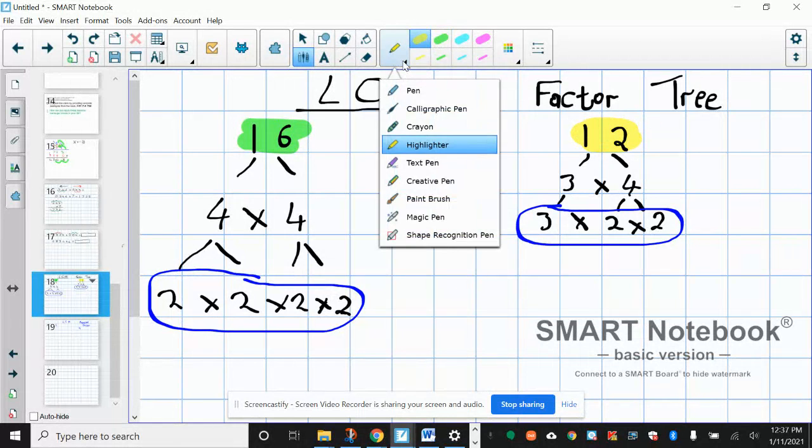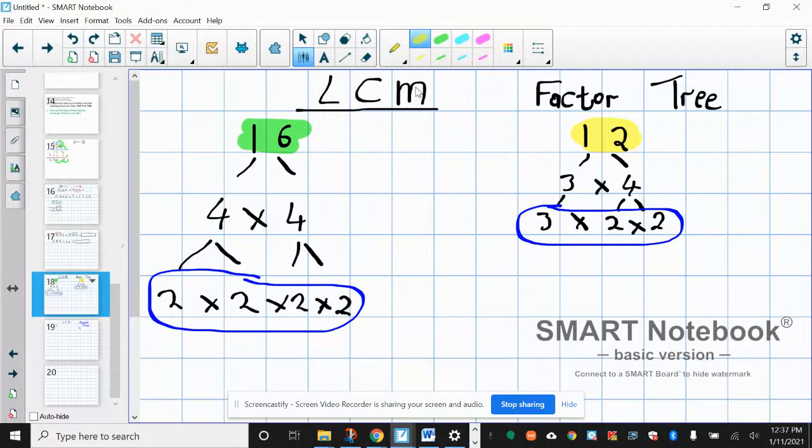Like I said, we have 16 and we have the number 12. And as you can see, I have already used a factor tree method to find the prime factorization of each number. In the case of 16, we have 2 times 2 times 2 times 2. And with regards to 12, we have 3 times 2 times 2. Now, the next step is identifying common numbers on the factor tree.